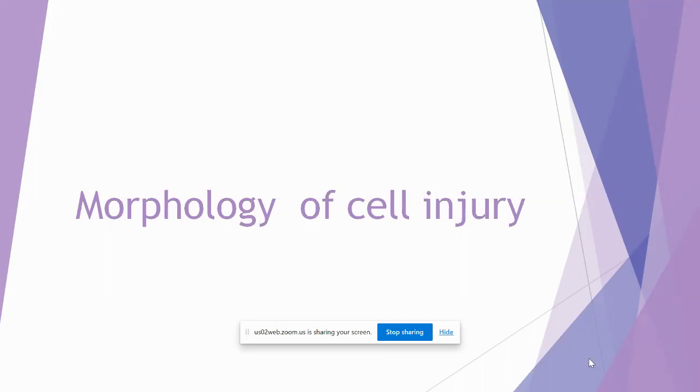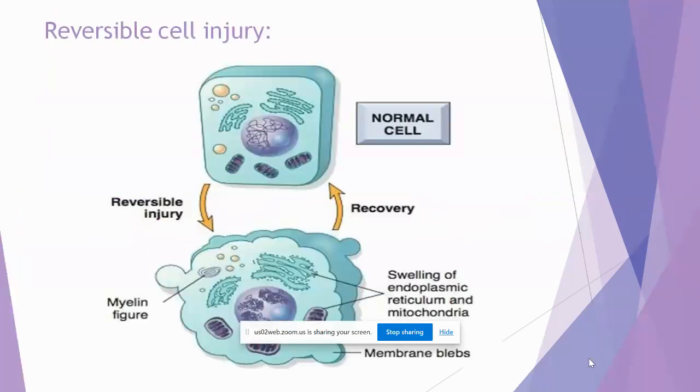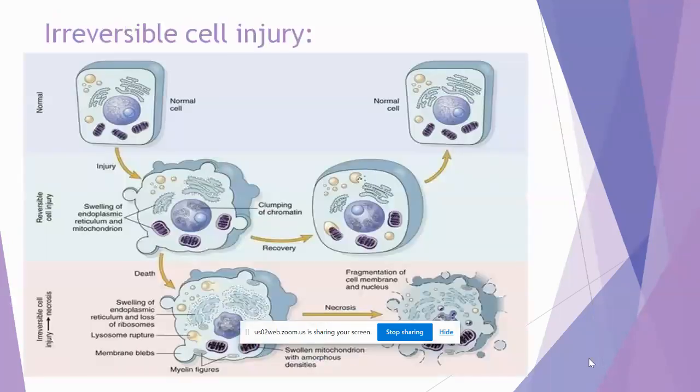Today I am going to discuss another topic. The topic is morphology of cell injury. This is the simple diagrammatic representation of reversible cell injury. Then the next one is the simple diagrammatic representation of irreversible cell injury. Go through both these pictures and understand them, because most of the MCQ questions will come from these pictures also.